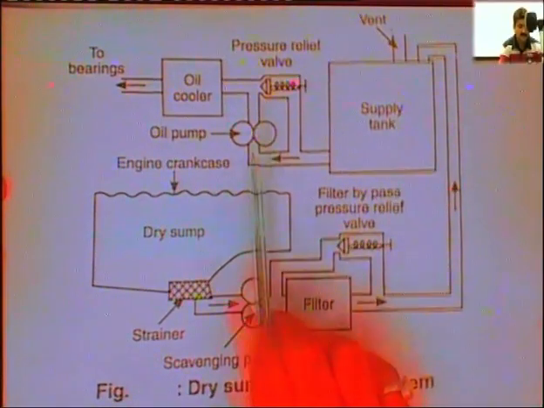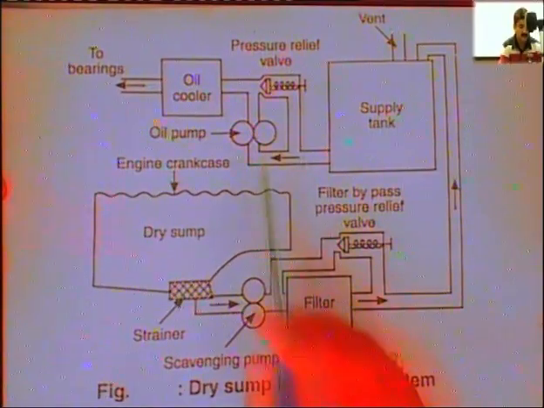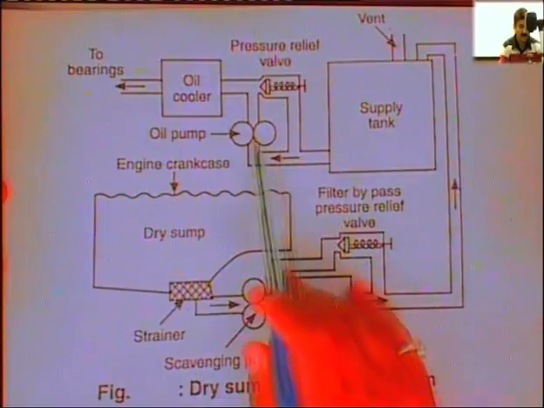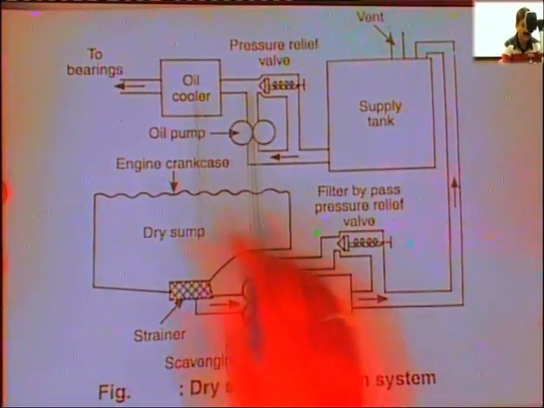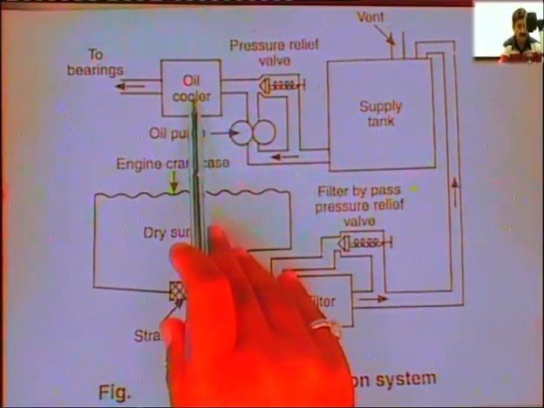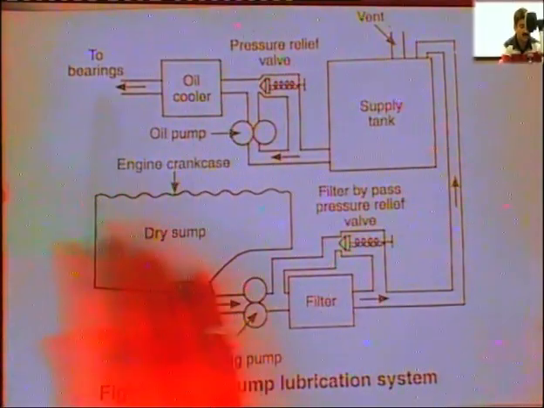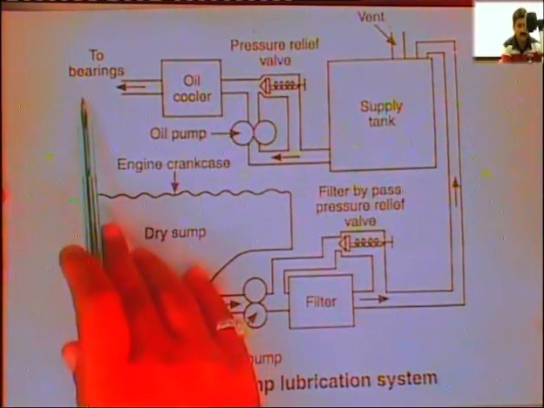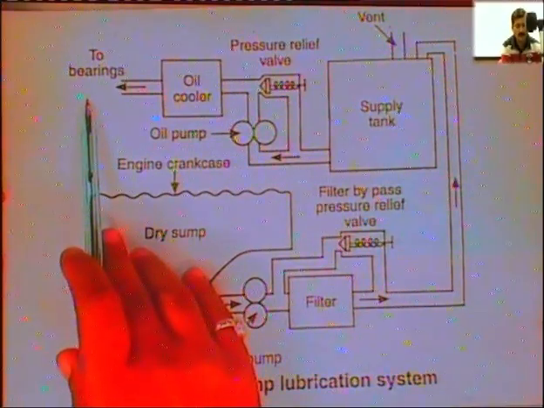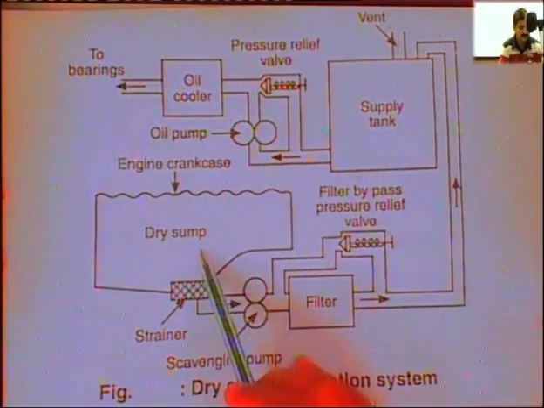here is the pressure relief valve which we have seen in detail. This oil pump takes oil from this supply tank, pressurizes it and gives it to the oil cooler, which will bring down the temperature of the lubricating oil, and it will provide it to the bearings and the different parts of the engine. After lubrication, it will come down to the dry sump.